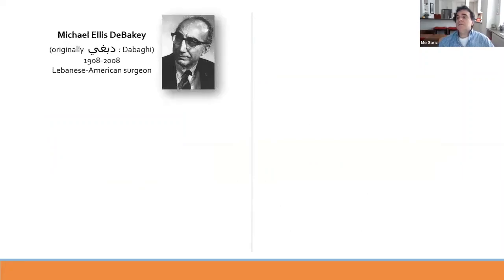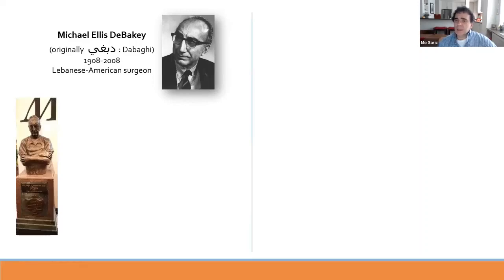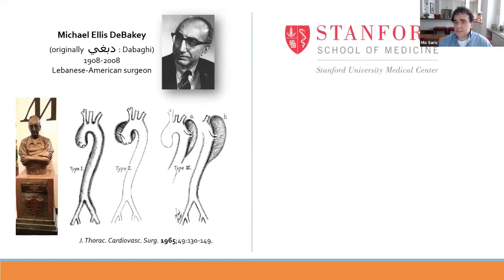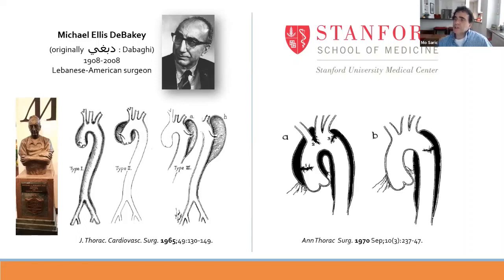And now let's talk about true dissection. Classification of dissections are different based on whether we use the Bakey classification, and this is Bakey, who is a Lebanese-American surgeon, who proposed this classification in the 1960s, his original classification, 1965. And the other classification is from Stanford University in California, done in 1970s, and it tends now that the Stanford classification is more commonly used.